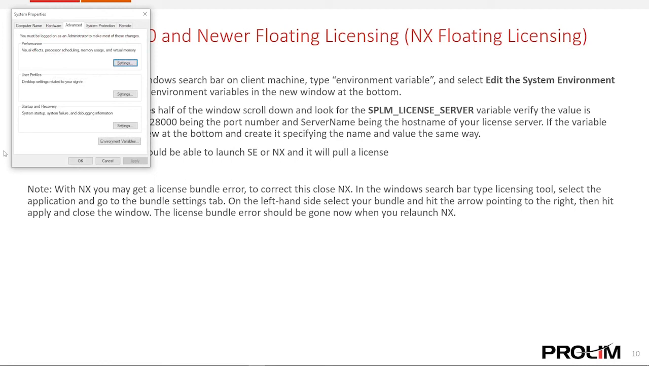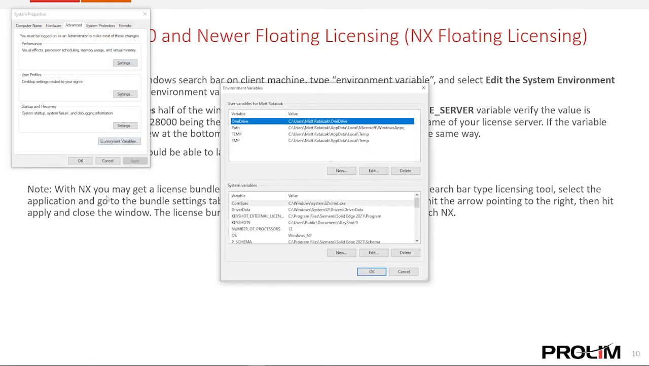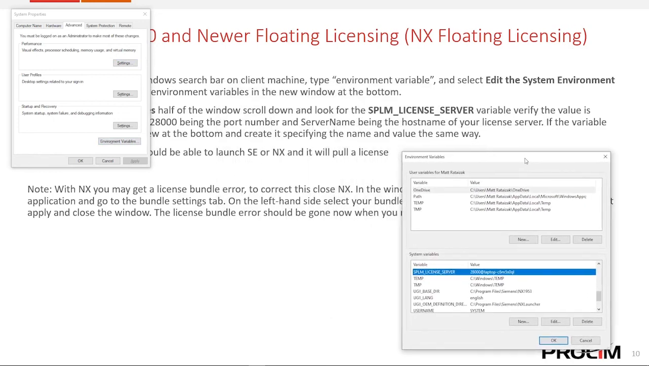And I click environment variables. Down here in the bottom half of the screen, I have my system environment variables, and right here is my SPLM license server. This variable is what points my client machine to my server. Now, in this case, my server is on the same machine as my client machine. So it's pointing to my localhost or my machine name. This laptop host name, that's my machine's host name. So it's pointing directly to it because it's on the same machine, right?